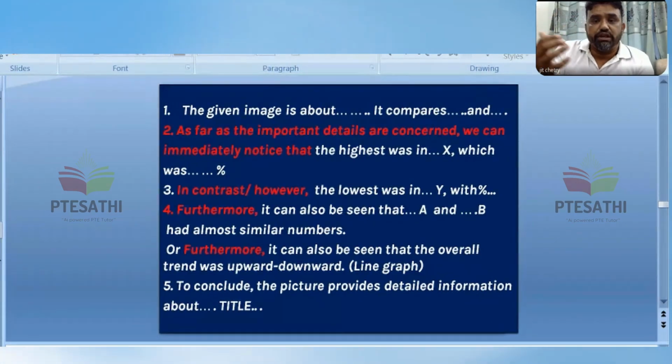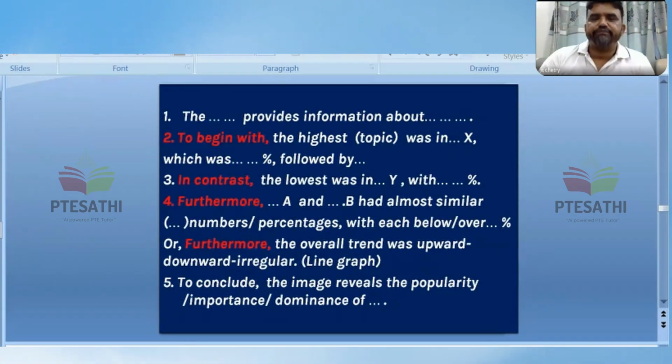Furthermore, it can also be seen that. And then when you come to the conclusion, to conclude, the picture provides detailed information about. So it has long linking words, which will definitely enhance your fluency. You can call them fluency enhancers. However, when you look at this one, we do not have those long fluency enhancer words. So out of these 2 structures, you can use anyone you like. And the way you deliver it will give you the points, not the structure. I'm reiterating, the way you deliver these structures will give you the points, not the structure itself.